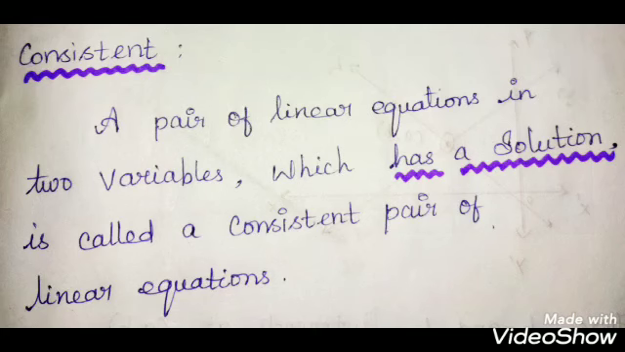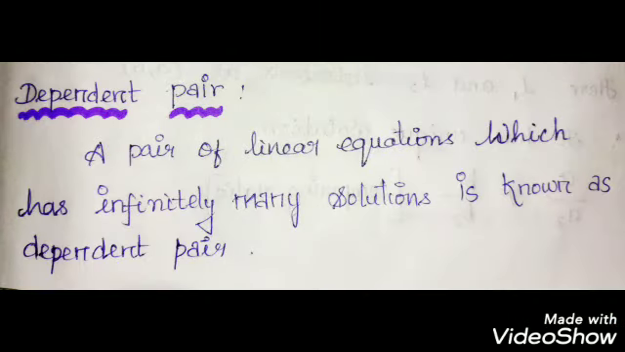Next, consistent. A pair of linear equations in 2 variables which has a solution is called a consistent pair of linear equations. If the pair of linear equations has a solution, which means we are able to find the value of x, y, a, b or whatever it may be, it is called a consistent pair of linear equations.